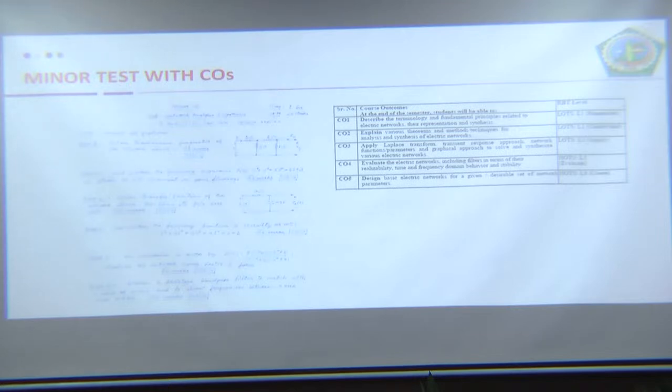Let me tell you how evaluate will come in. Say, for example, I ask them to evaluate two parameters. Given a circuit, obtain Z parameter for that, obtain Y parameter for that, and then I write in the question: justify which parameter is easier to evaluate for this circuit. What they are doing is applying the technique of Z parameter and Y parameter, and if it is a parallel network, they will say that Y parameter is the better parameter to evaluate, and if it is a series network, then Z. Then it comes under comparison.